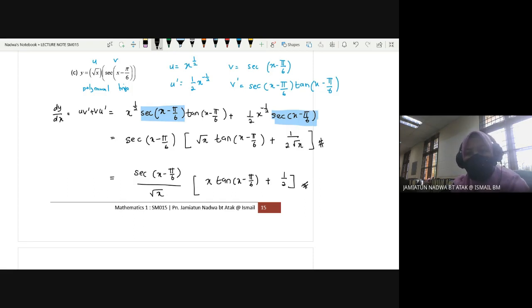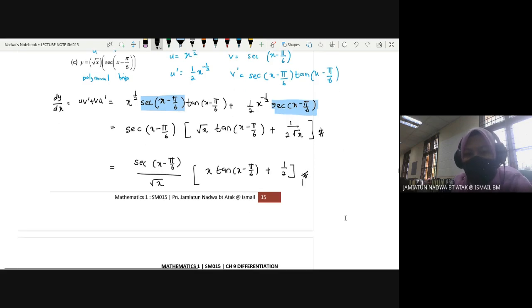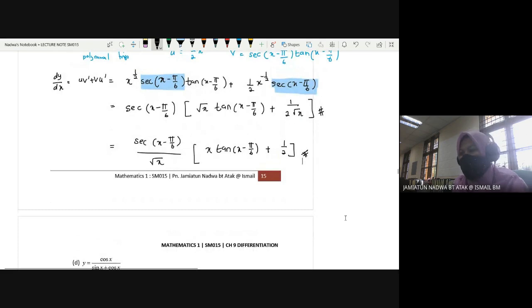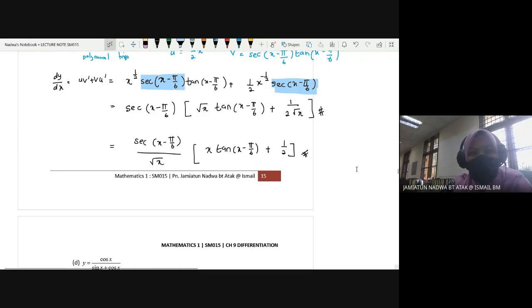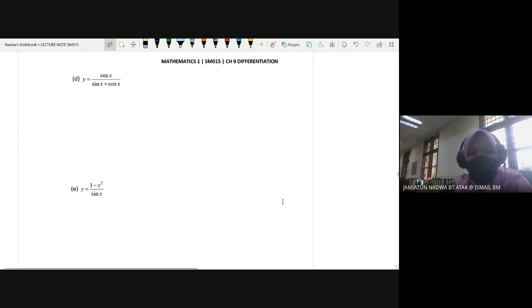Okay. So, ada soalan? Sebelum saya teruskan. Tak ada, madam. Tak ada, madam. Okay, kalau tak ada kita teruskan to page 15.